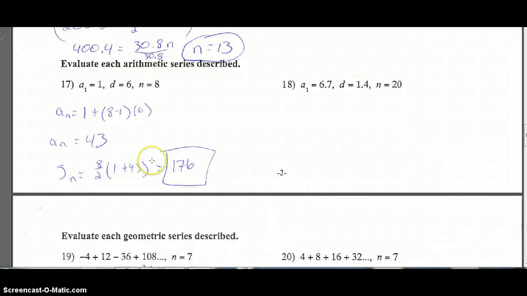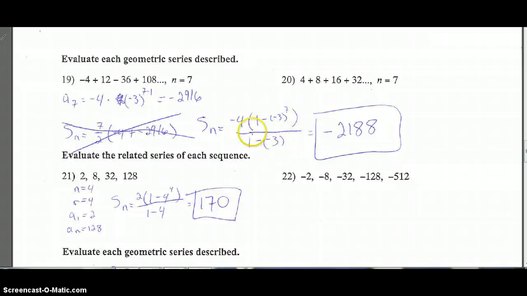17, evaluate just means to find the sum. Okay, not the best directions, I guess. But you know A1, you know D, and you know N, and you can use all those to find the sum of the arithmetic.